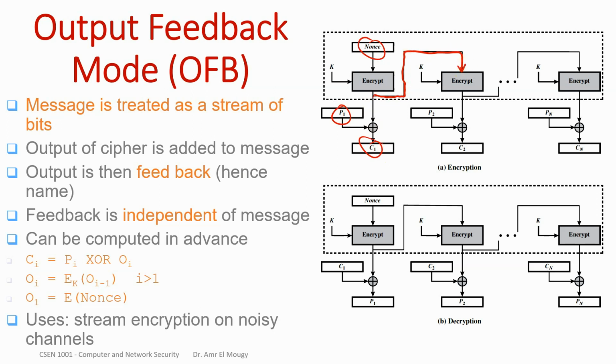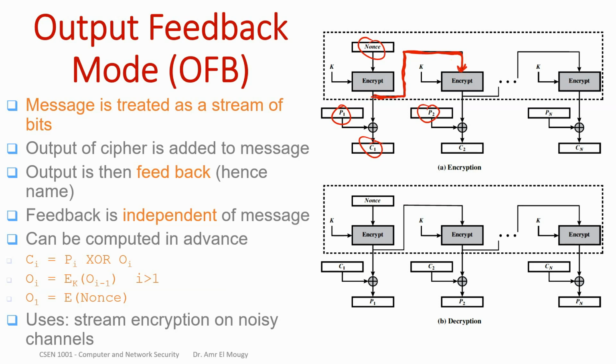Okay, so the encryption of P2 is independent of C1. The encryption of P2 doesn't depend on C1. The encryption of P2 depends on the result of the output of the encryption algorithm of the first stage, but it's not dependent on C1.